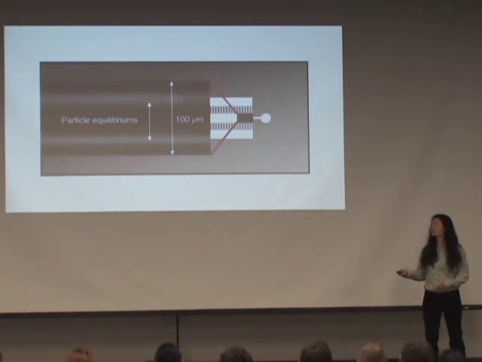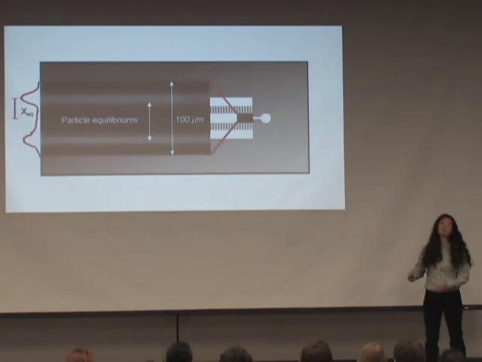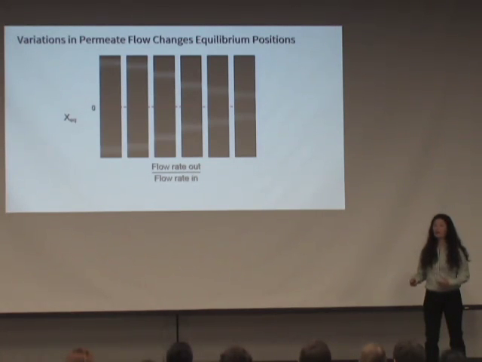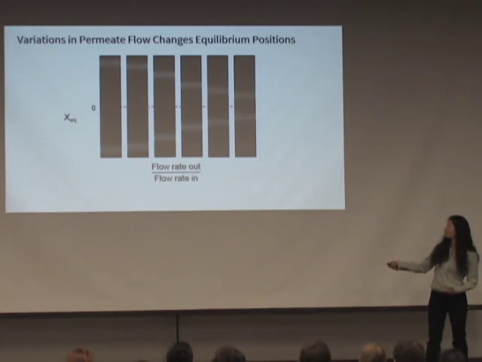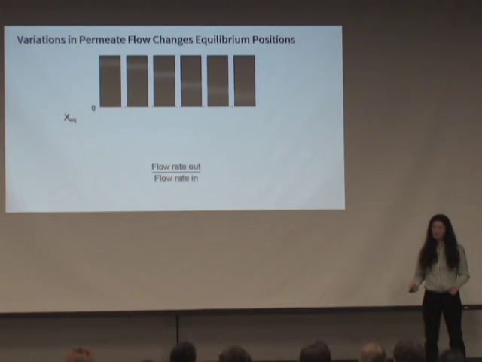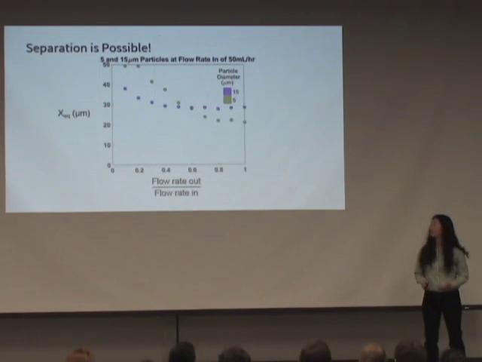So what I'm measuring is the distance between the center of the channel and one of the particle equilibriums. I do this by taking half the distance between the peak to peak, because the two peaks are symmetric about the channel center. A qualitative representation looks like this. I'm looking at varying the flow rates, and I can see that it changes the x equilibrium position. Now, because it's symmetric, I only care about the top half, because it's redundant information. And if I want to look at this quantitatively, it looks like this.